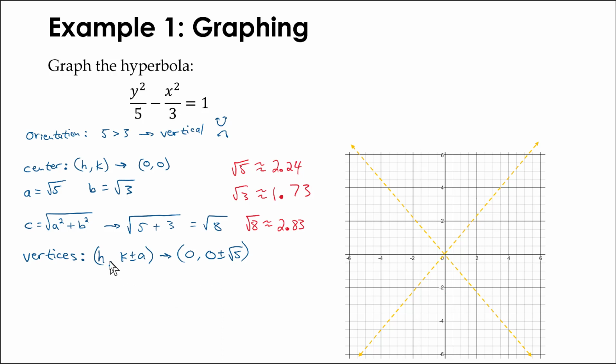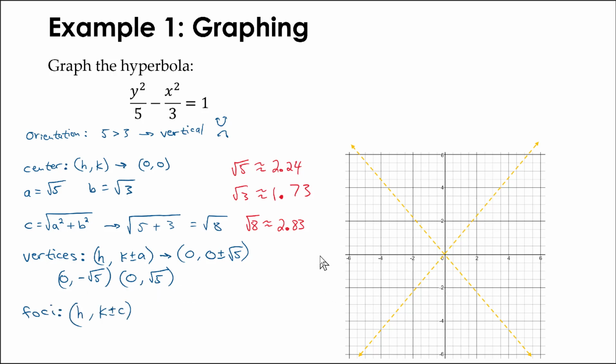Our vertices are h and then k plus or minus a, which we know from the center. If I add a, that's how I get to my vertex. Because it is vertical, I'm adding it to the y coordinate for my vertices. If this was a horizontal hyperbola, then I would be adding a to h, because I'm going this way, adding a this way, or subtracting a going to the left. So I get (0, negative root 5) and (0, positive root 5).